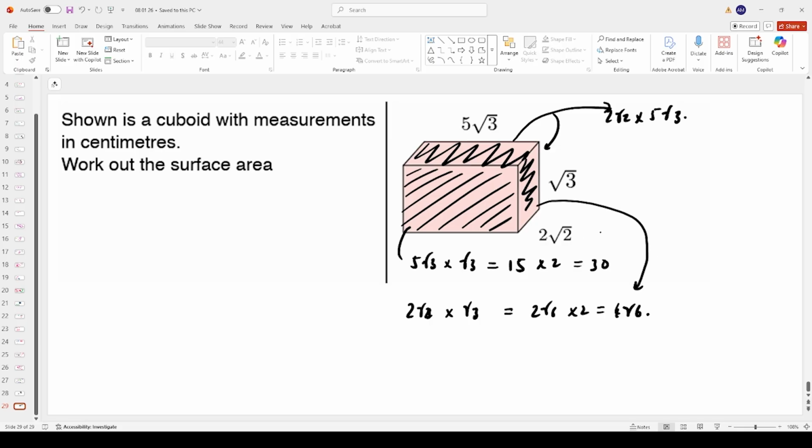Do you just multiply them? Yeah, just multiply the roots. So what's that? 10 root 6? Who got 10 root 6? So we've got to double that, 20 root 6. Then we've got 30. And then we've got 4 root 6. So the answer was 24 root 6 plus 30. Is that okay?